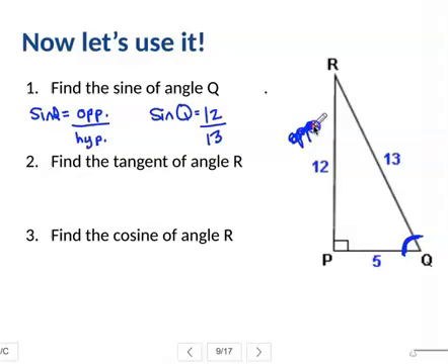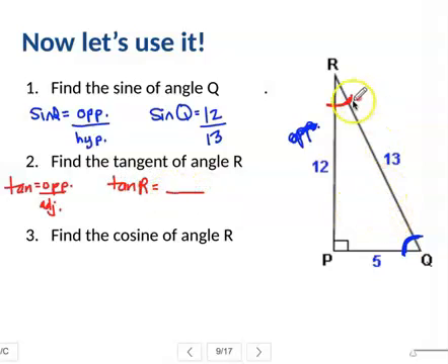I'm going to scribble this out, and now we need to find the tangent of angle R. So angle R is right here. And what is tangent? Remember, tangent is opposite over adjacent, TOA. So if we want to find the tangent of R, which side is opposite of R? 5. And then which side is the adjacent? Remember, 13 cannot be adjacent because 13 is the hypotenuse. So that leaves side RP as the adjacent side, which is 12.